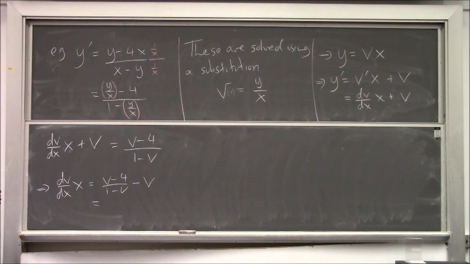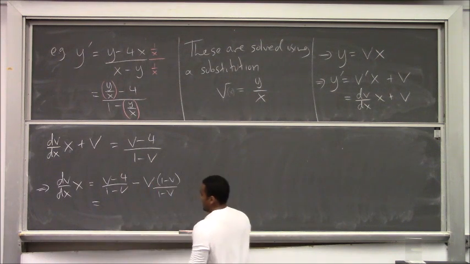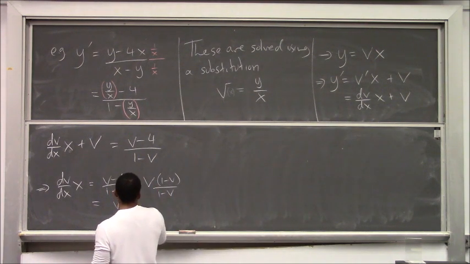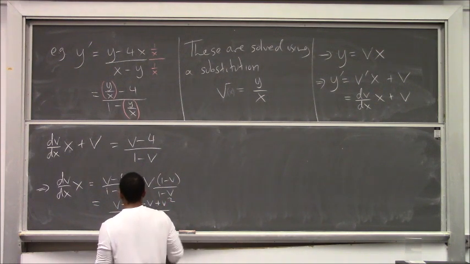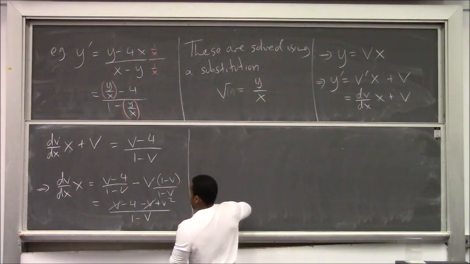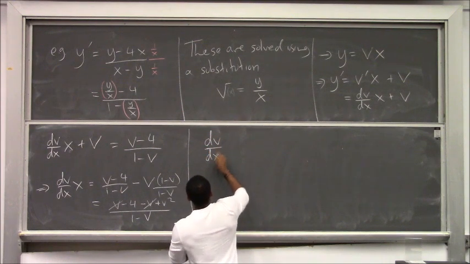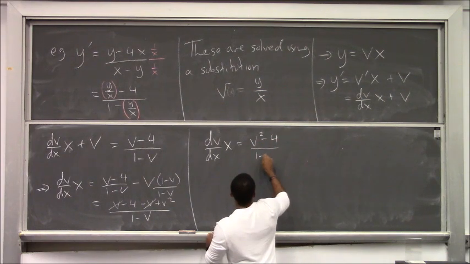Move the x to the right side and divide the entire thing by the right side that's currently there. Sure, you can do that. Maybe simplify this first, or combine these fractions. The common denominator is 1 minus v. Right, you can do that. So what this looks like is v minus 4 minus v plus v squared all over 1 minus v. So those v's would cancel. And basically we have dv dx times x equals v squared minus 4 over 1 minus v.